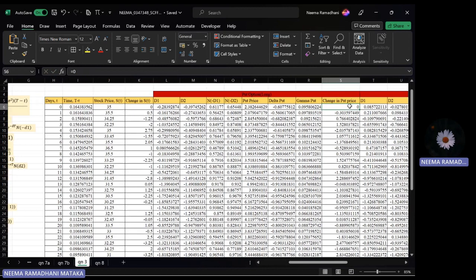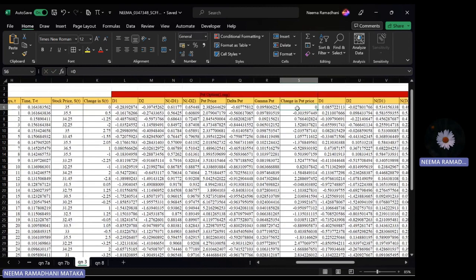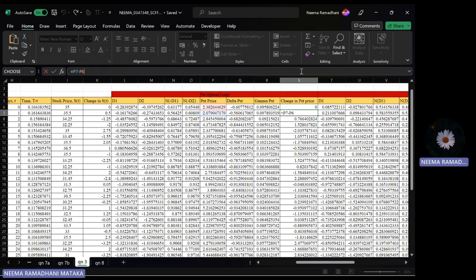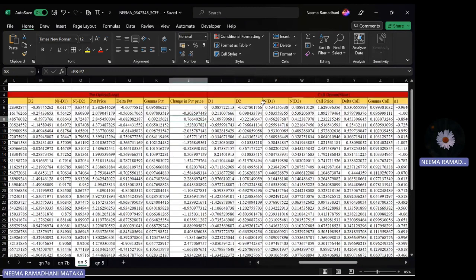After getting all this, I could now calculate the change in put price. The change in put price is P_t minus P_(t-1). So I took the value below minus the value above to get the change in price. So that's the first part of the derivative component.